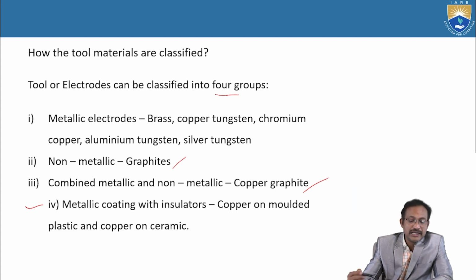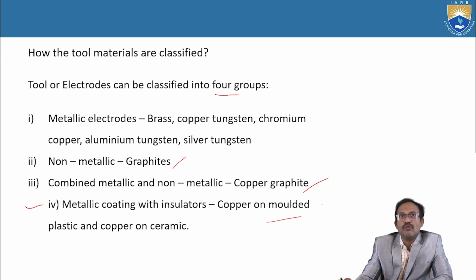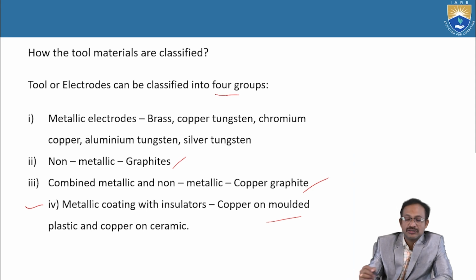Metallic coating with insulators: copper on molded plastic, and copper on ceramic. So here, copper can be deployed on plastic or ceramic.